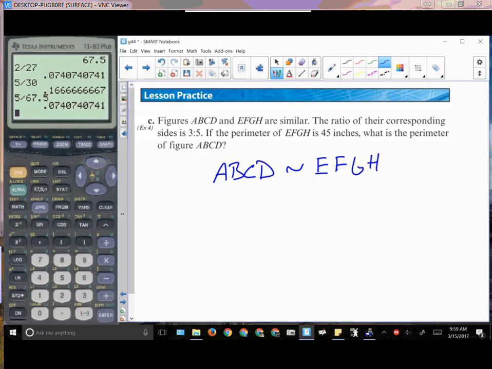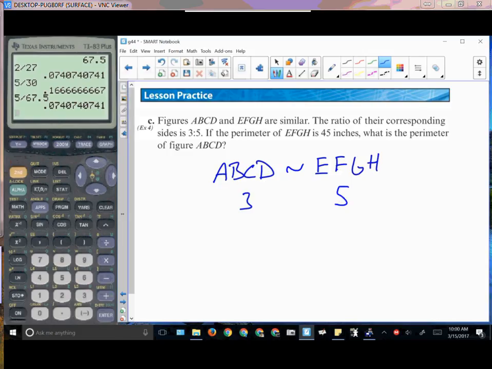Okay. Do I have any information about a side on A, B, C, D and a side on E, F, G, H? Okay, so you got a 45. But that's a perimeter, that's not a side, is it? Okay. Do I have any information relating what A, B, C, D is to E, F, G, H? Okay, so this is 3. This over here is 5.